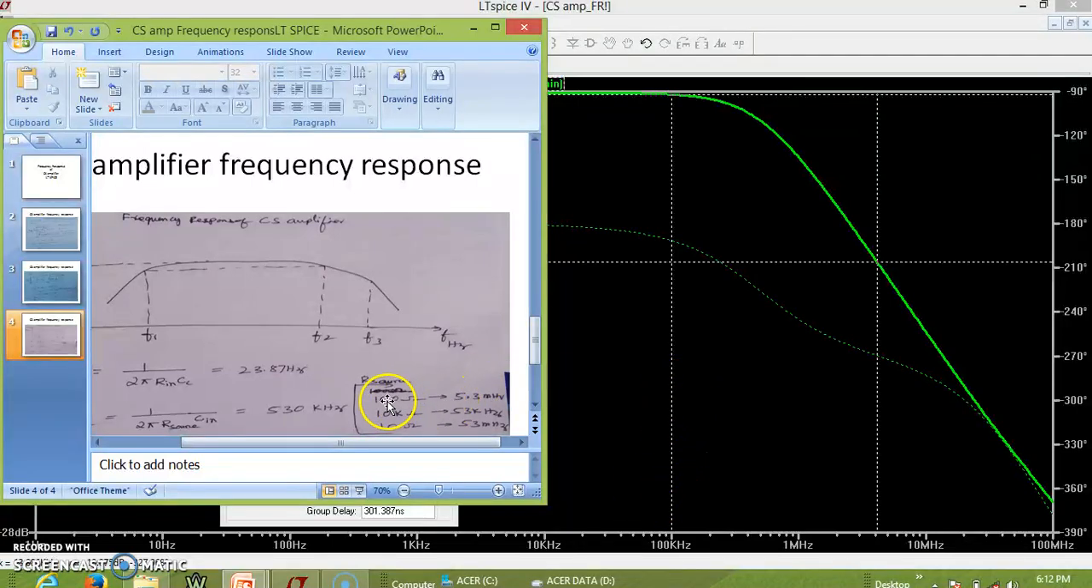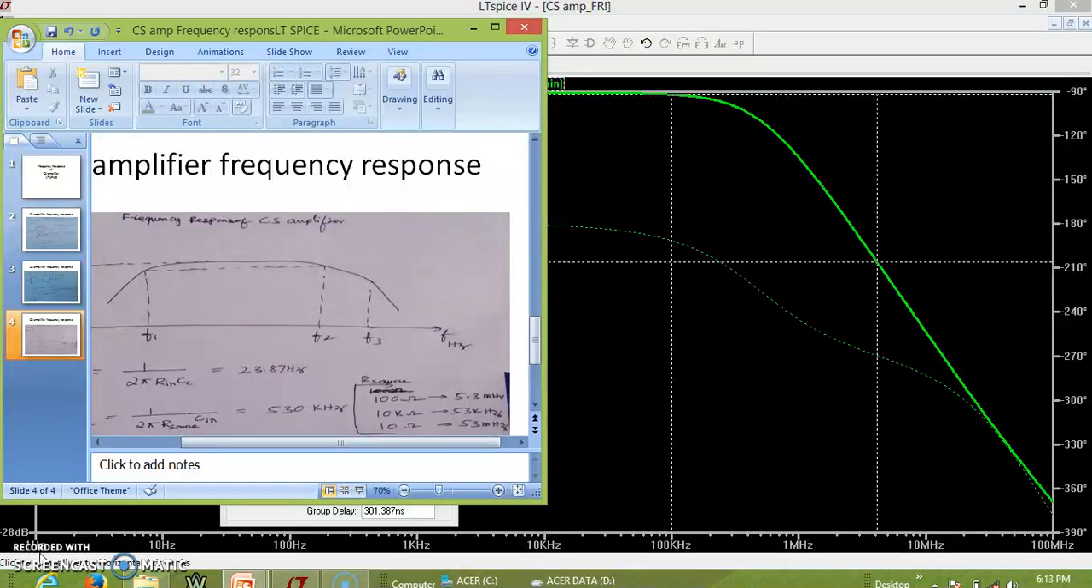Let me change the resistance of R source from 1k to 100 ohm. Now I'm actually reducing it by 10 times. So this F2 will certainly increase by 10 times. Now 530 kilohertz will become 530 into 10, which happens to be 5.3 megahertz. Let me do the same thing and try to see whether this F2, which was there at 530 kilohertz, will move to 5.3 megahertz.